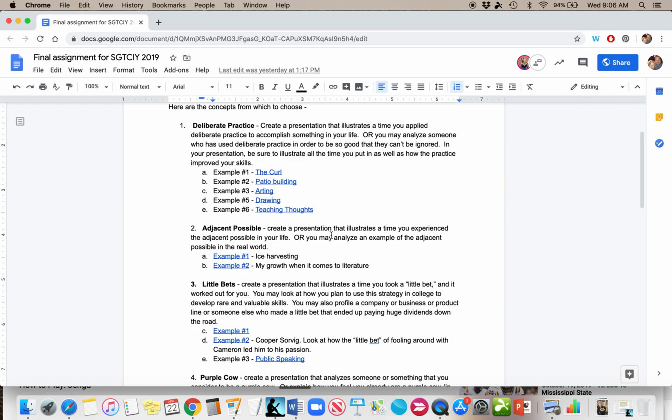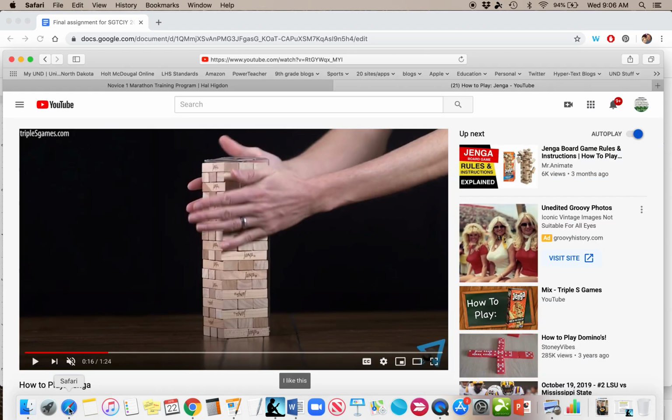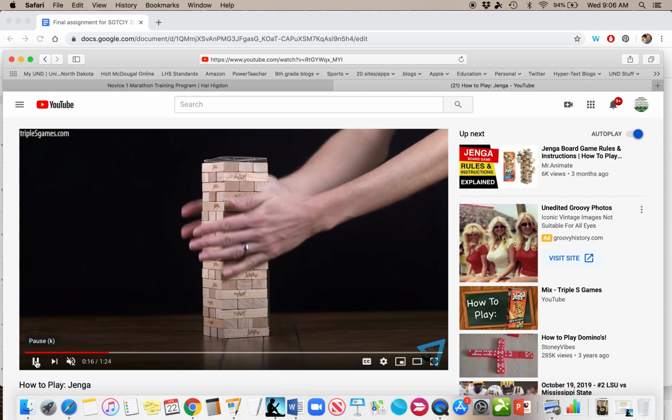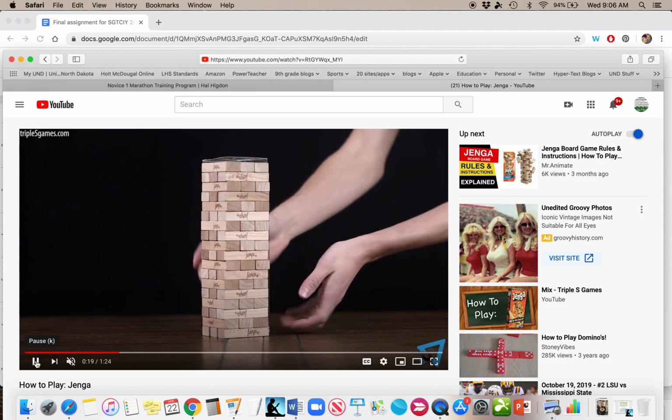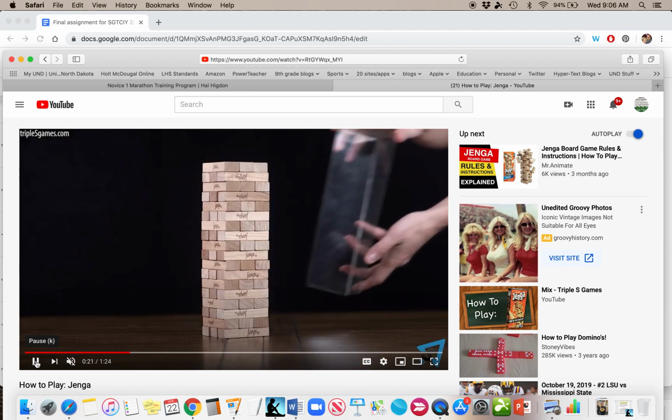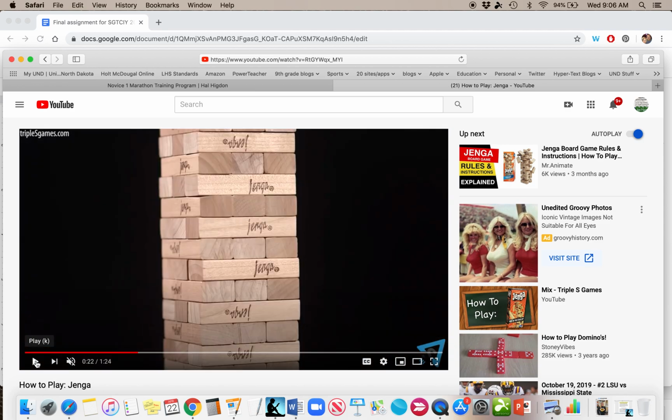You can choose an example of the adjacent possible out in the real world, and that's what I did with the concept of ice harvesting. I'm going to try to rush through this so I can talk about these more in depth. Now, when I taught this unit, when you came to class, I had a Jenga game set up because this illustrates what the adjacent possible is all about.